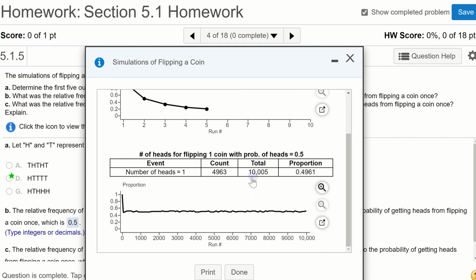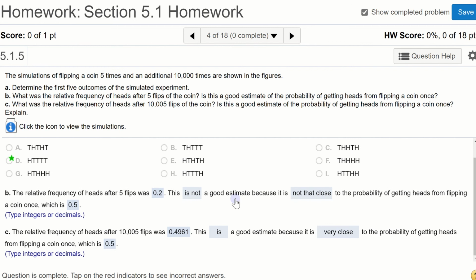Now look at what happens here when we do an additional 10,000 runs, for a total of 10,005. Now the relative frequency has become 0.4961. And notice how it is approaching what? 0.5. So is this a better estimate? Absolutely, of what the probability of one flip should be. Okay, so that's what we are talking about here. Why is it good? Because it's very close to what we expected it to be, 0.5. All right.